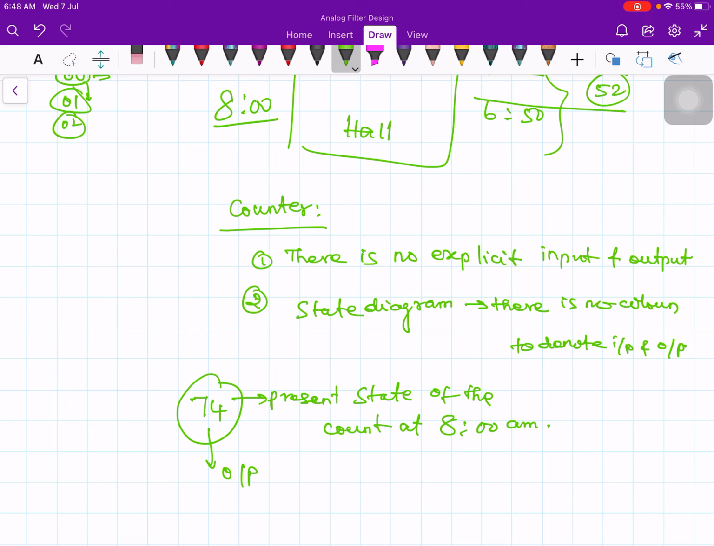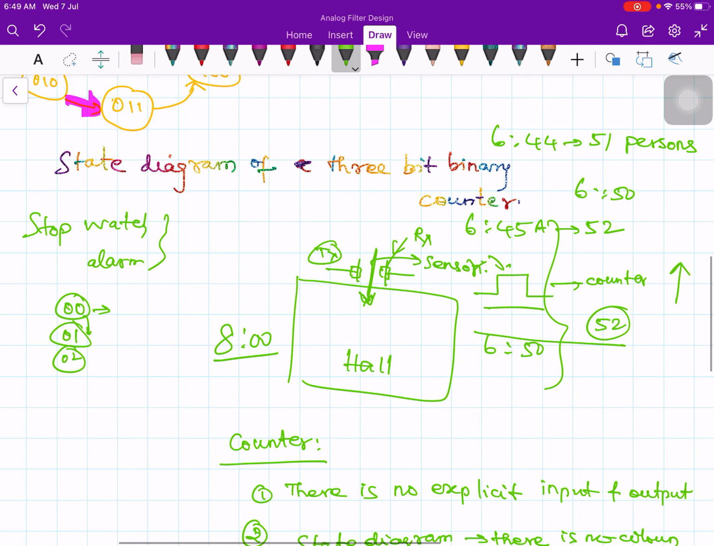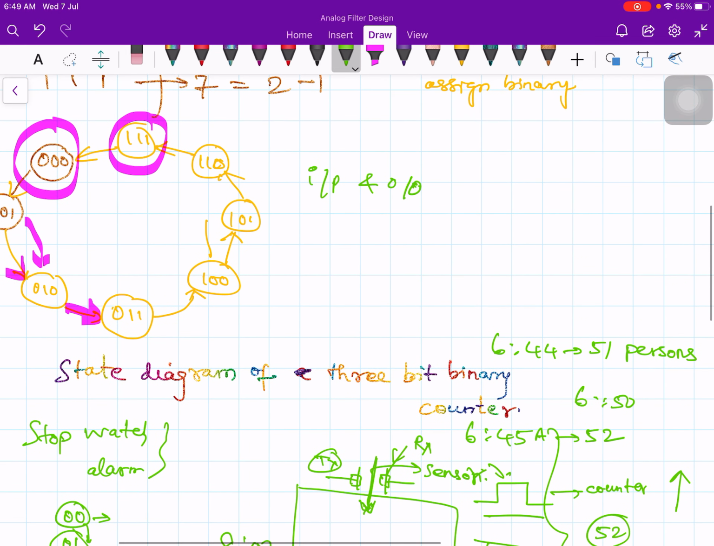And what is the input? Clock. As soon as a person enters, the counter is going to increment by 1. So I don't want to explicitly put the clock in the state diagram. From this point of view, the state diagram of a counter does not have to show input and output values along the directed lines. If you recall, in the previous lecture we wrote 0/1 or 1/0 or 0/0 like that. But here we are not going to do anything.